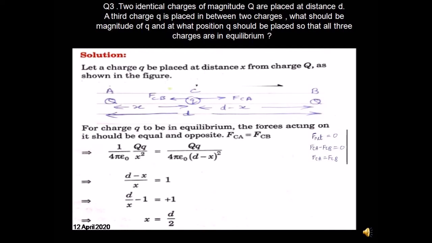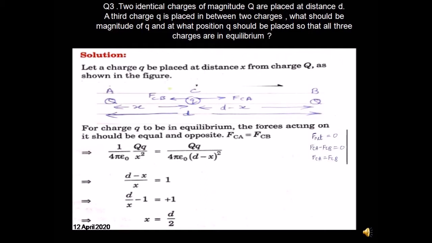Now what is the meaning of condition? We are given in the question that now all the three charges are in equilibrium. That means all the three charges have net force 0. Now to apply these conditions one by one, we will be taking any one charge under consideration at a time. Let us start the solution.